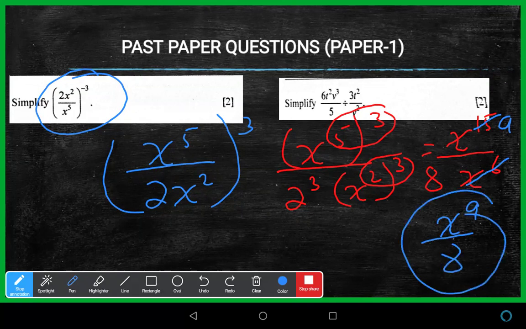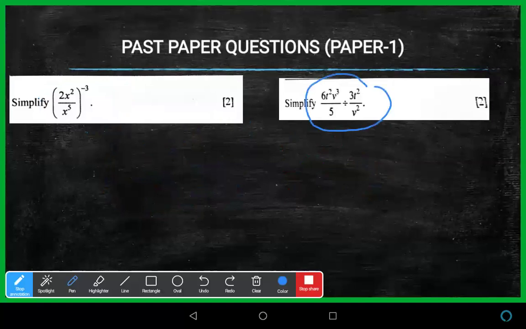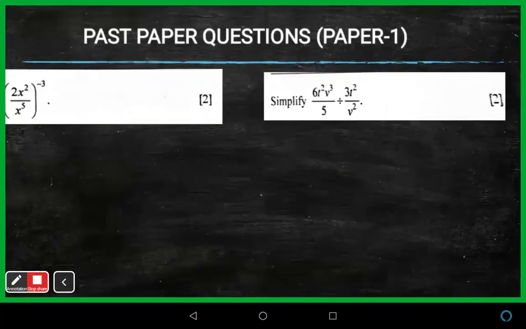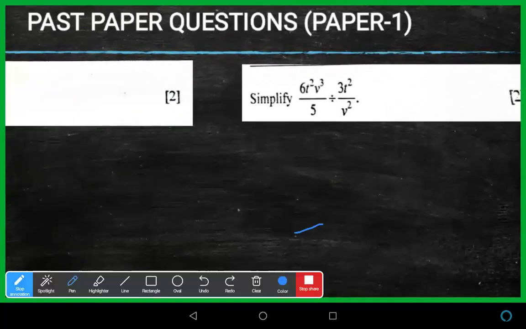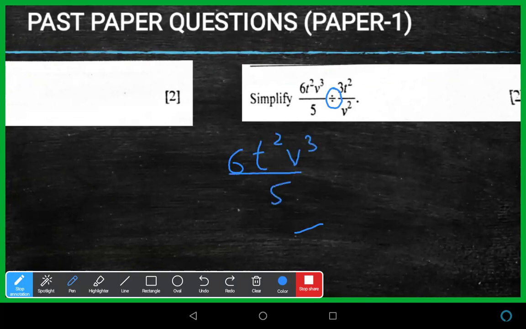Now, the next question. This question is a little bit different from the previous question. What we have to do is just change the sign. The sign is divide. When we change the sign from divide to multiply, the value will be reciprocal. I hope you know this simple rule of fractions. So I have done that.